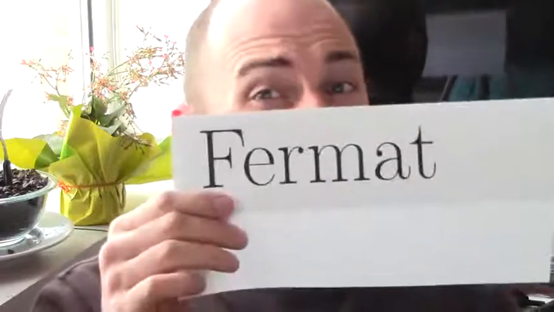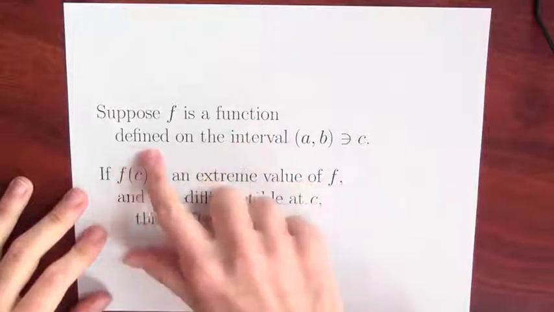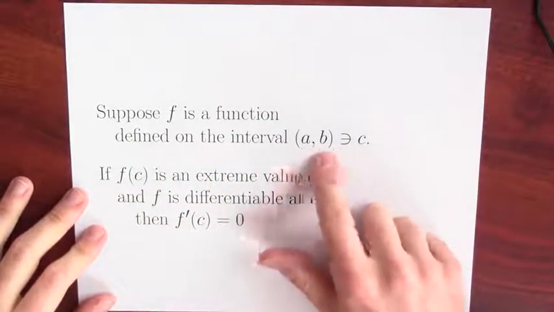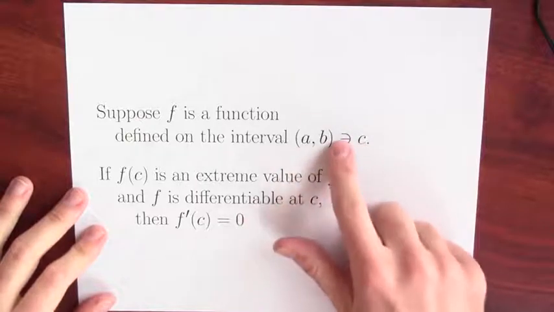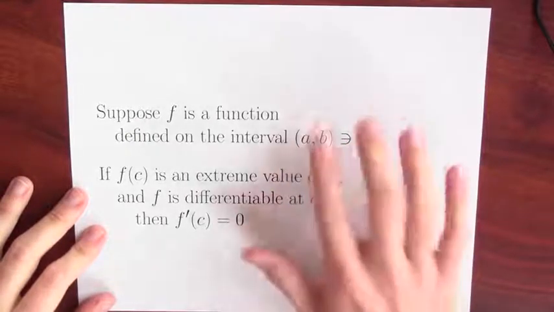If we care about extreme values, it would really help to know how to find them. We can use a theorem of Fermat's. Here's Fermat's theorem. Suppose f is a function defined on the interval between a and b. c is some point in this interval. This backwards e means that c is in this interval. Okay, so that's the setup.